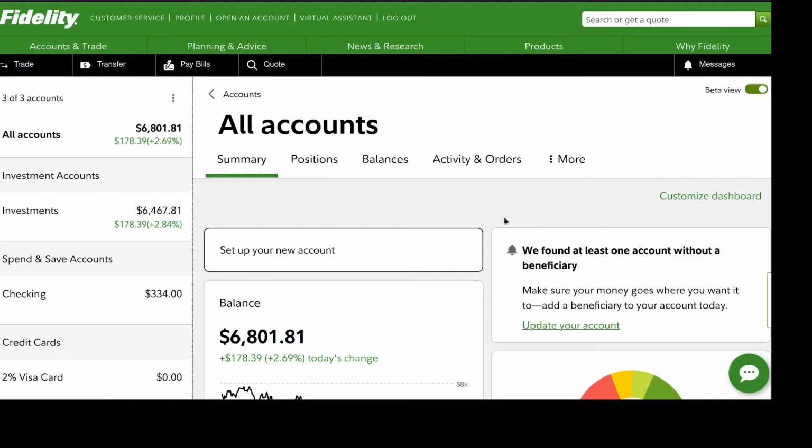So Fidelity has a nice interface. It's pretty similar, I guess, to Schwab. You got a nice little chart on the front.